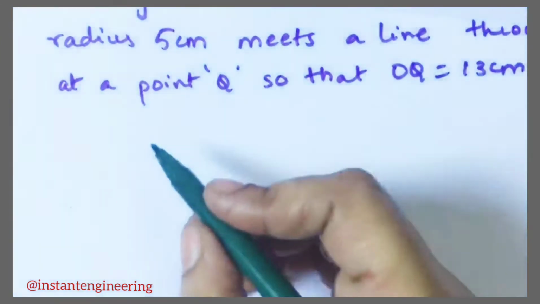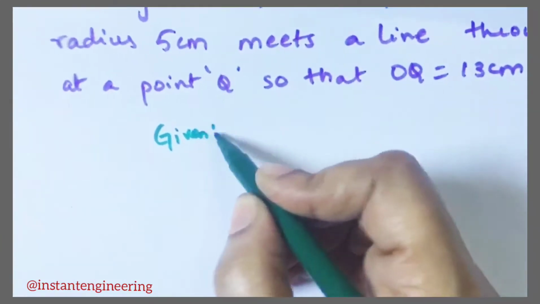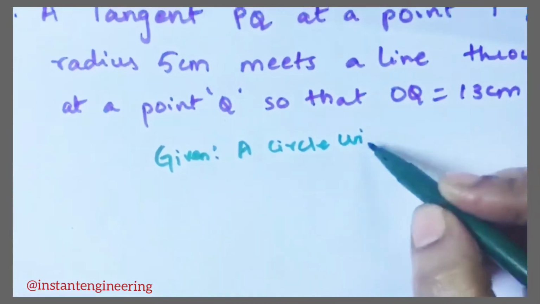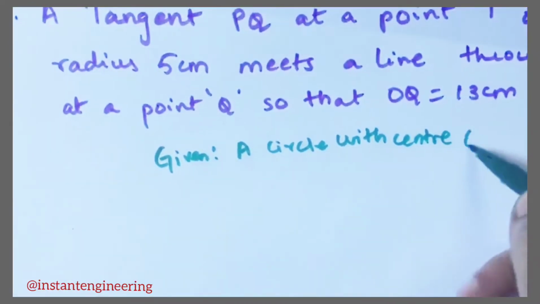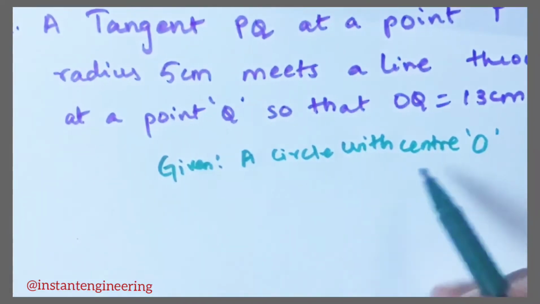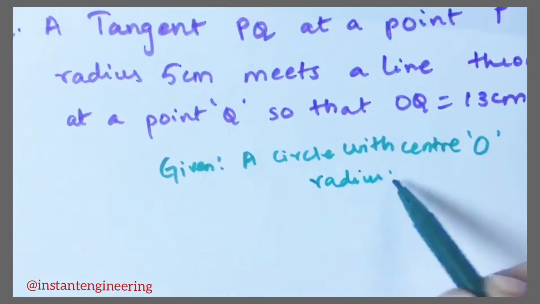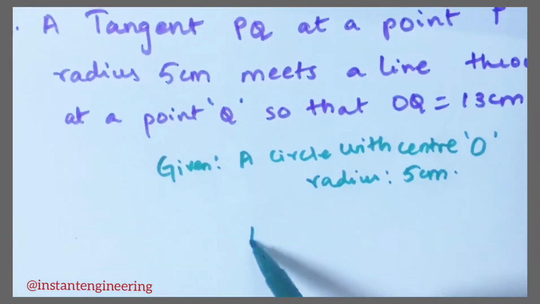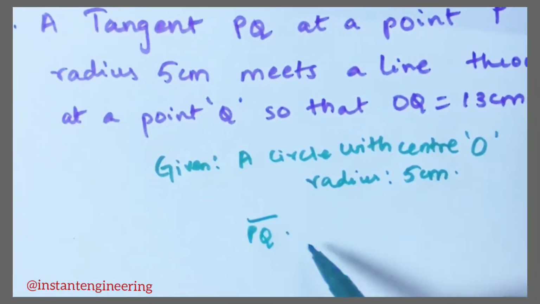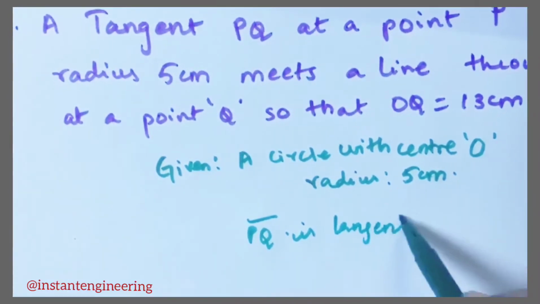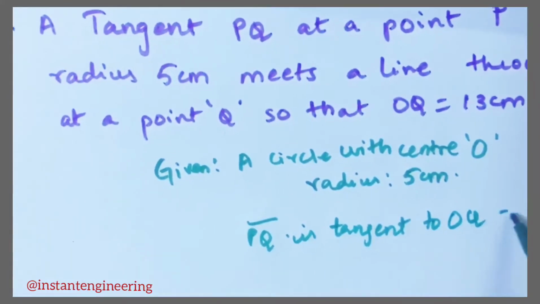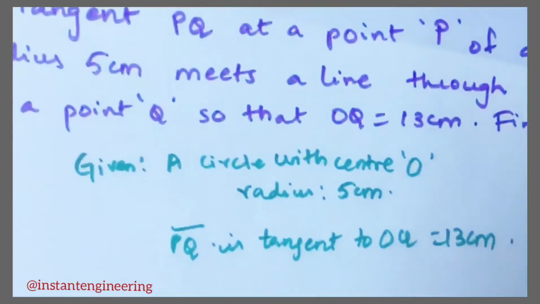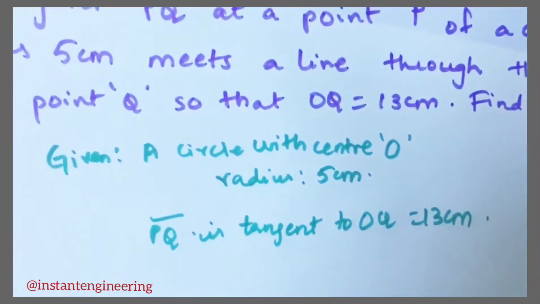So the given condition is a circle with center O, and its radius is 5 centimeters. Next, PQ is a tangent, and OQ is 13 centimeters. Alright, so we'll see how to draw this. I have already drawn this.